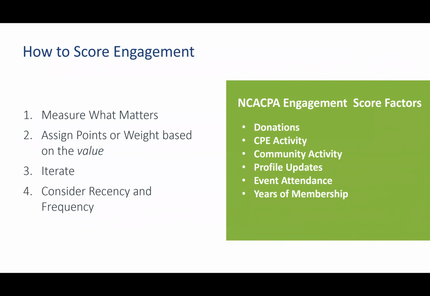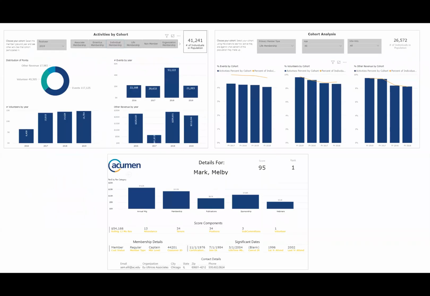It was donations, CPE activity, community activity. Again, going back to the unstructured data, that's coming into play more and more. And if you haven't been thinking about that at your association, that's really what members are talking about now, in real time. And so that could be really impactful when you use that data. Profile updates, event attendance, and years of membership. So that's really a combination of the structured and unstructured data that we're talking about.